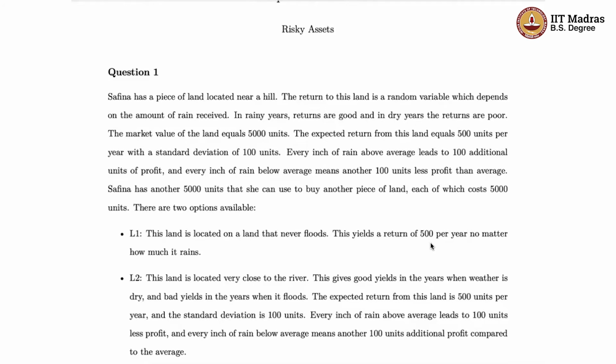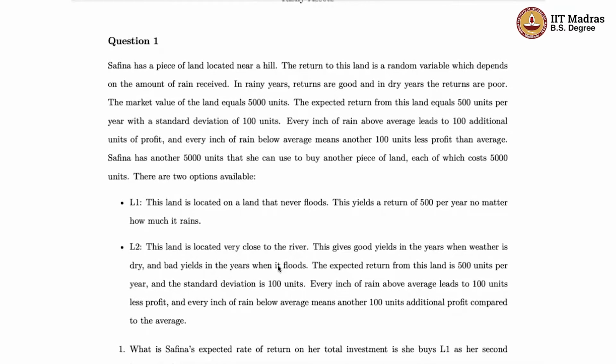Then the second land is located very close to the river, okay? And so therefore it's going to be affected by whether the river has a flood or not. So this is going to give good yields in the years when the weather is dry, because in those years there is no flooding of this land. And it's going to give bad yields in the years when the river floods. So the expected return from this land is also 500 units per year, and the standard deviation is 100 units.